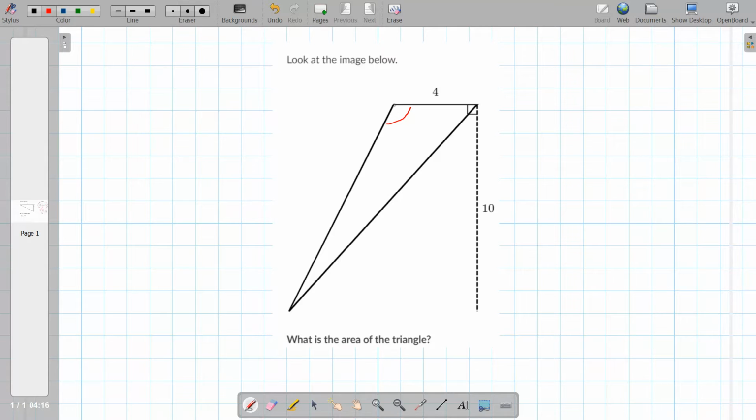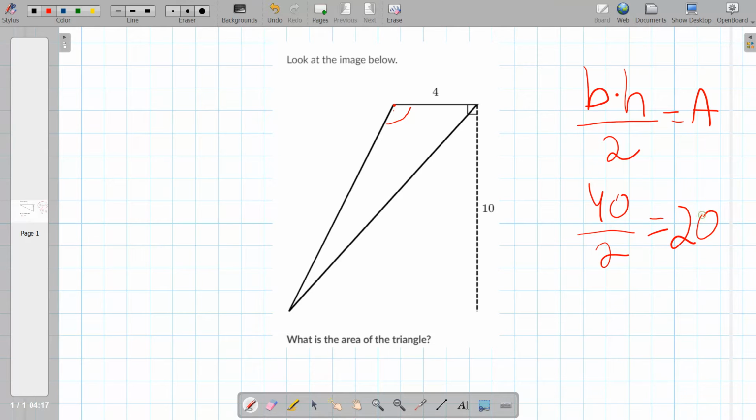You see here, if this is a right triangle, then this angle here is more than 90 degrees, which means that this triangle is obtuse. But again, the formula to calculate the area of an obtuse triangle is the same. It's the base, which is 4, times the height, which is 10, divided by 2. This is the area. 4 times 10 is 40, divided by 2, which is 20.